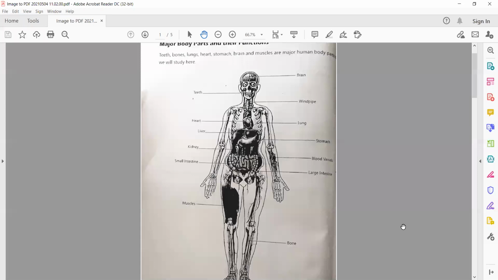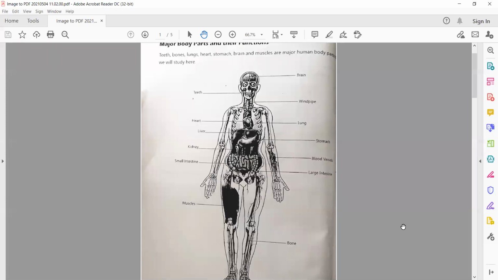Windpipe is what? Windpipe is the air passage from the throat to the lungs. The lung is the respiratory organ through which the exchange of gases takes place. Heart, what is the heart? It is made up of cardiac muscles. The function of the heart is to pump the blood through the circulatory system.